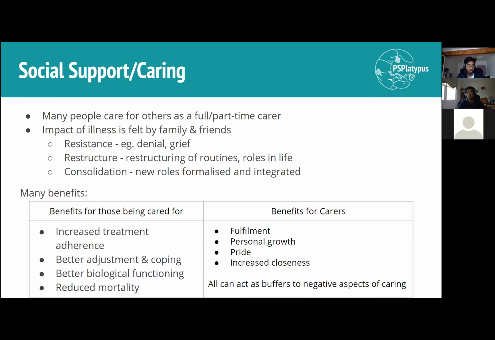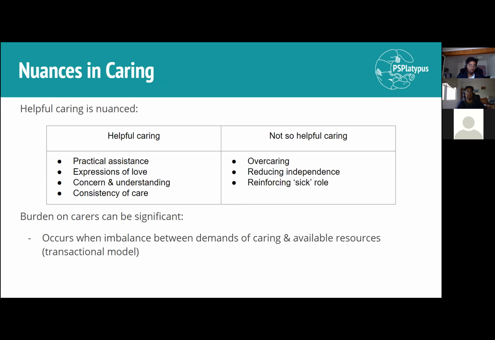There are many benefits for those being cared for. So those with an active carer in their treatment have increased treatment adherence, better adjustment and coping, better biological functioning, reduced mortality. So it's all really good outcomes. There are some benefits for carers as well, so that they have a general sense of fulfillment, personal growth, pride, increased closeness, and all can act as buffers to the negative aspects of caring. And usually the burden on carers, when it becomes negative, is when there's an imbalance between the demands of caring and available resources. So kind of like the transactional model again, but yeah.